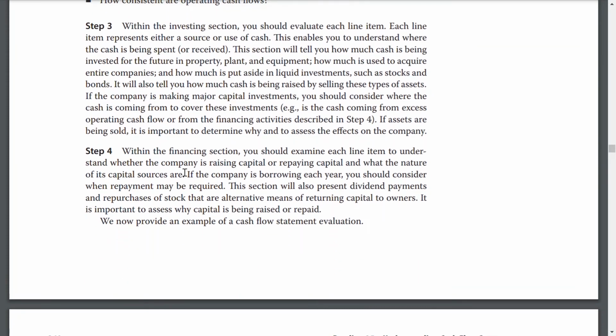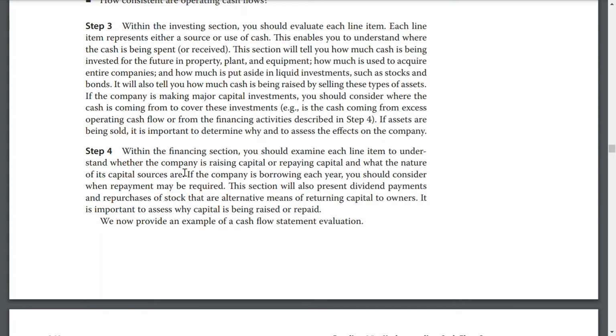Within the investing section, you should evaluate each line item. Each line represents either a source of or use of cash. This enables you to understand where the cash is being spent or received. This section will tell you how much cash is being invested for the future in property, plant, and equipment, how much is used to acquire entire companies, and how much is put aside in liquid investments such as stocks and bonds. It will also tell you how much cash is being raised by selling these types of assets.